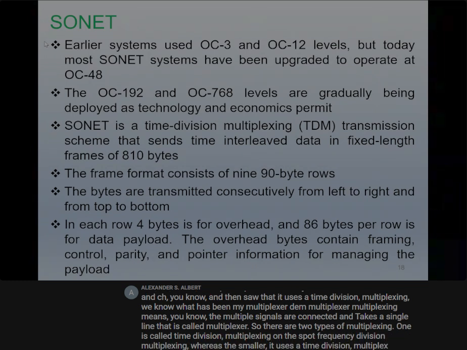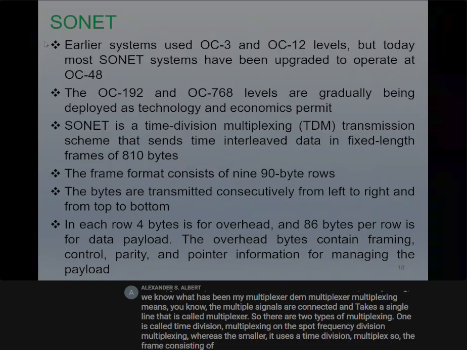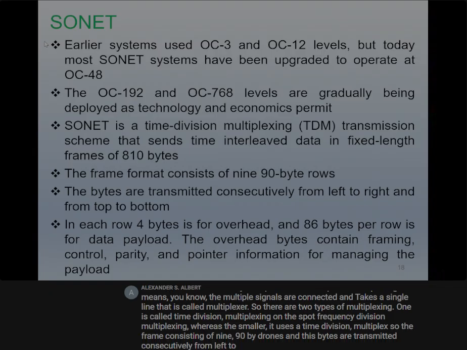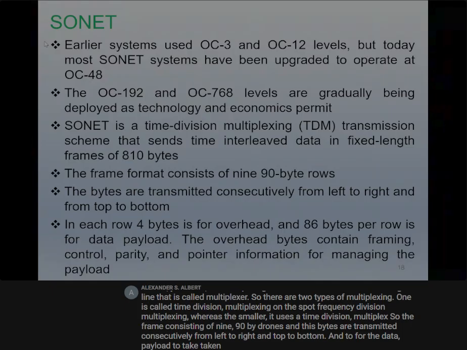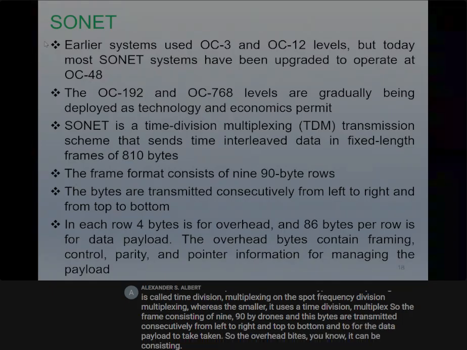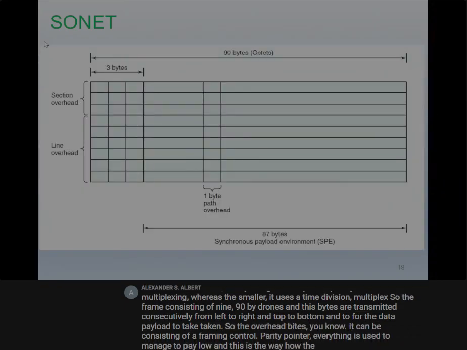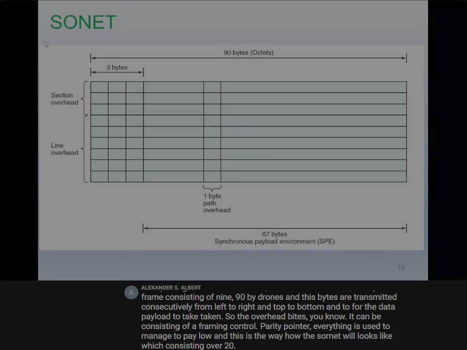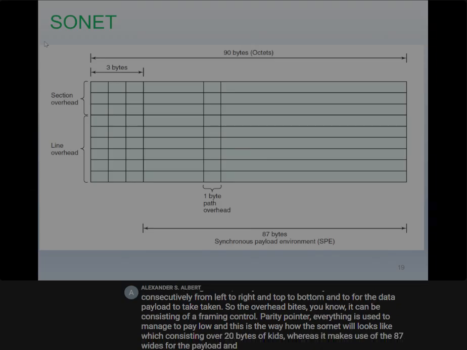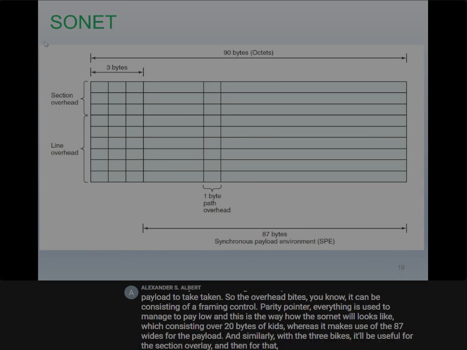multiplexing. The frame consists of 90-byte rows, and these bytes are transmitted consecutively from left to right and top to bottom, with the data payload to be carried. The overhead bytes consist of framing, control, parity, and pointer. Everything is used to manage the payload. This is how SONET looks, consisting of 20-byte octets, while making use of 87 bytes for the payload. Similarly, 3 bytes are useful for the section overhead and for the address locations.